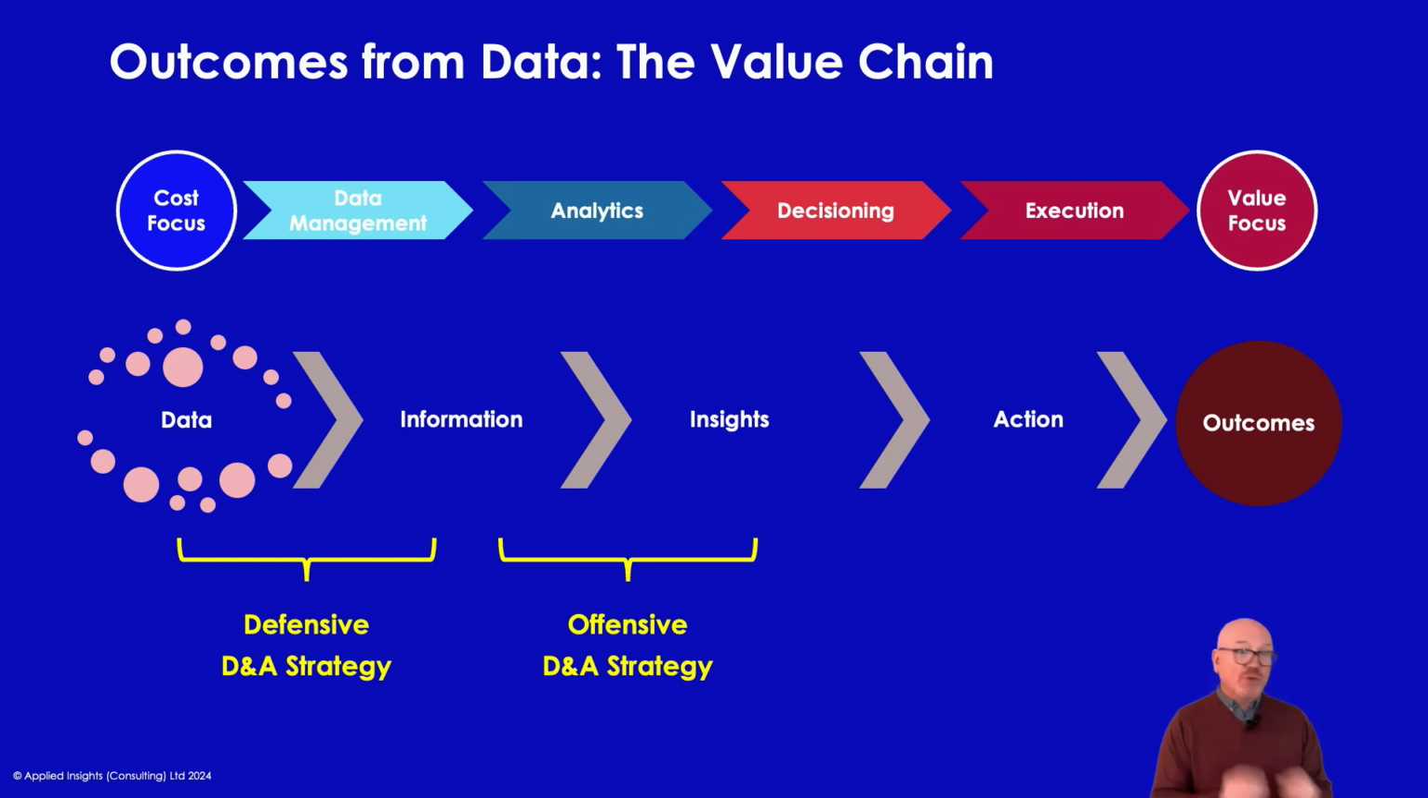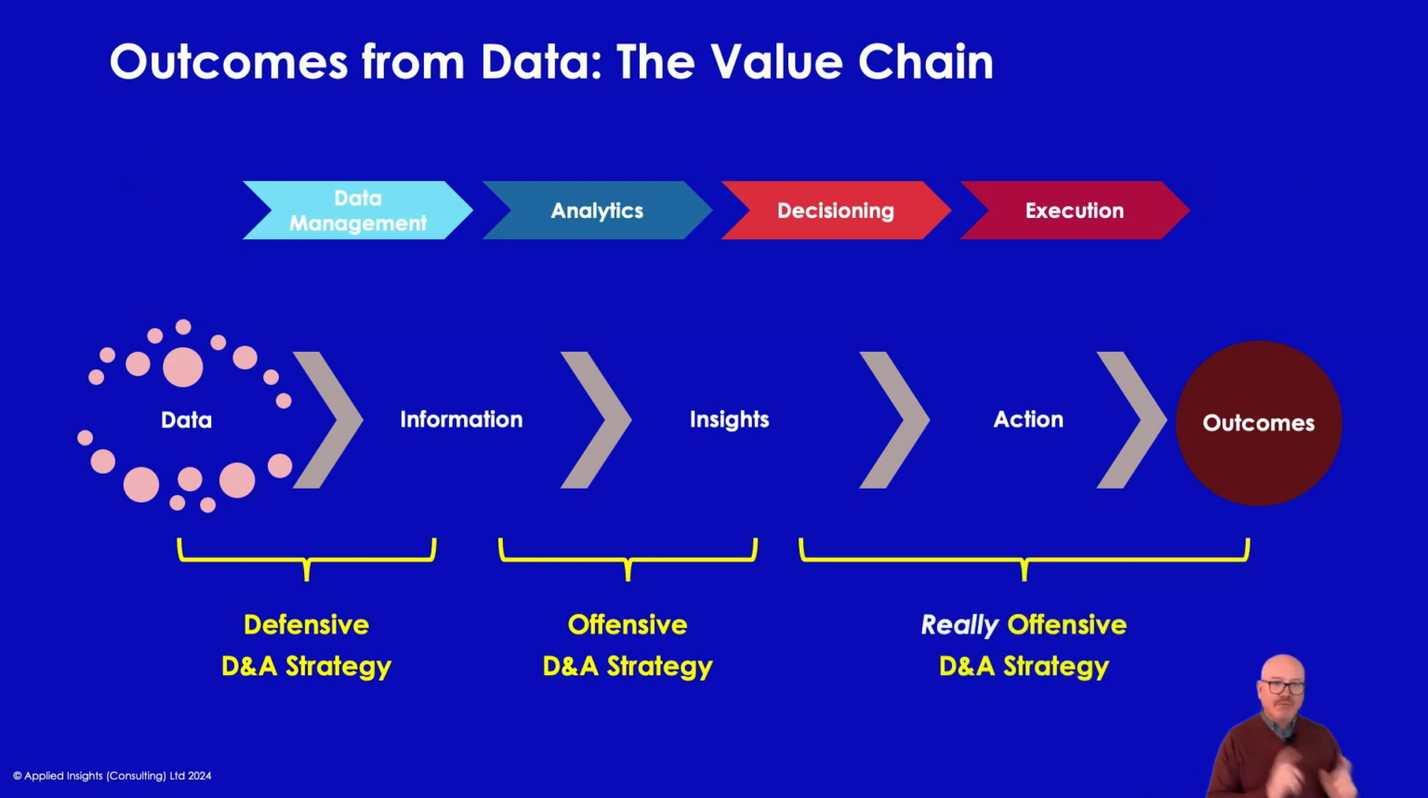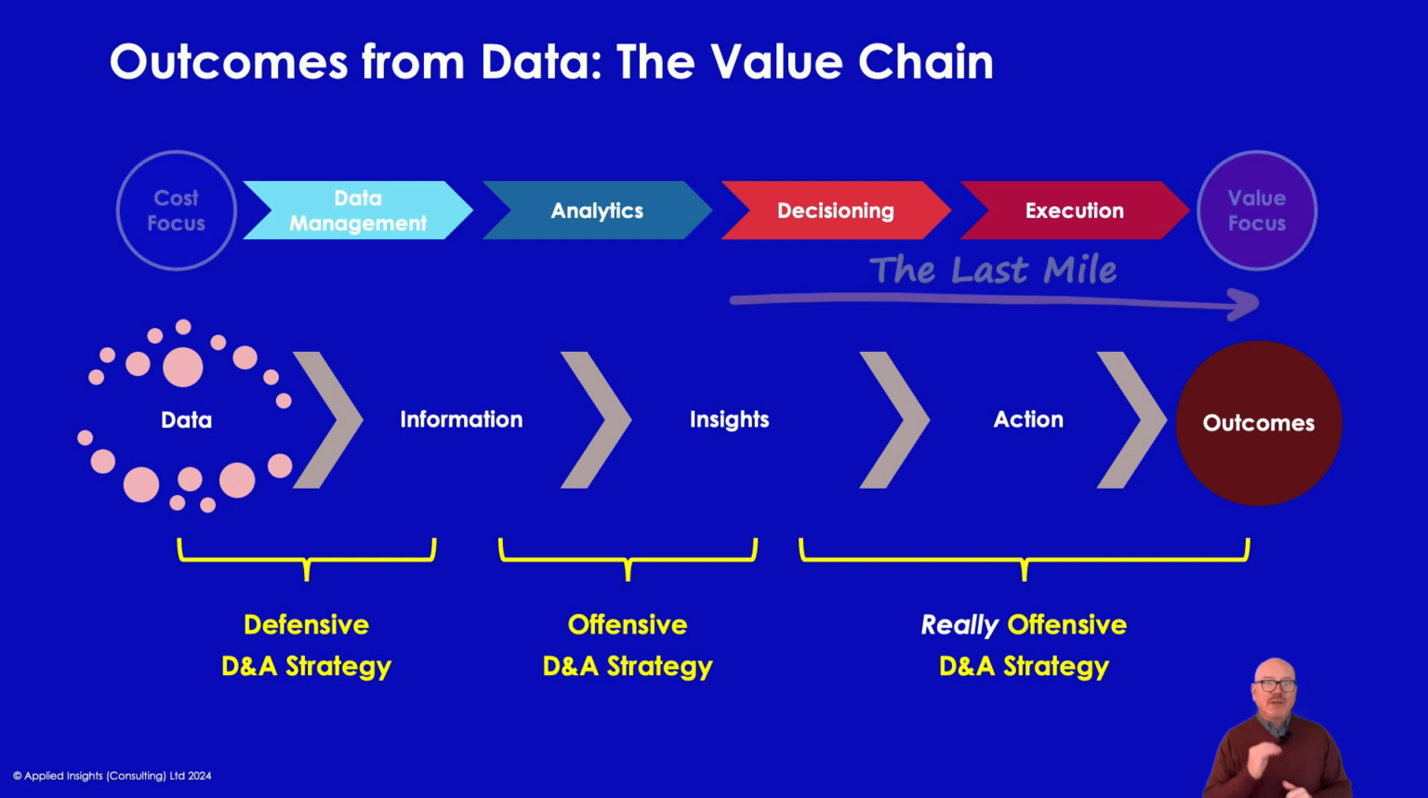Now, what I mean by a really offensive data strategy is one where you take that to the next stage and incorporate the complete value chain. In other words, the outcomes from the data. To do this requires that you focus on what I call the last mile. The last mile in this instance is the process of informed decisioning and execution.